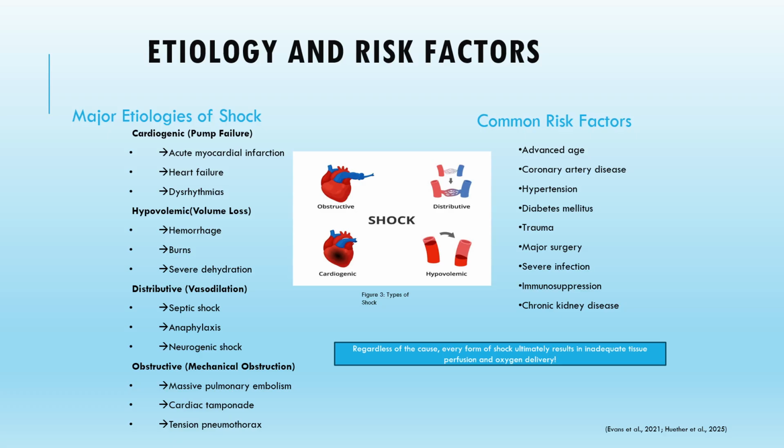Finally, obstructive shock occurs when a mechanical obstruction prevents adequate cardiac filling or blood flow. Examples include massive pulmonary embolism, cardiac tamponade, and tension pneumothorax. Although these 4 categories represent different mechanisms, they all reduce effective tissue perfusion. This common pathway explains why patients with very different underlying illnesses often develop similar clinical manifestations of shock.